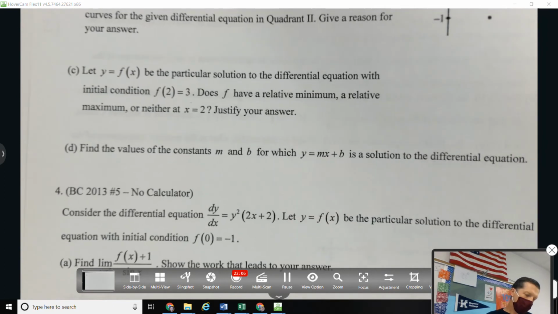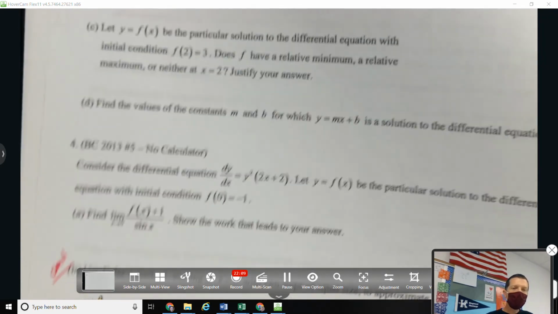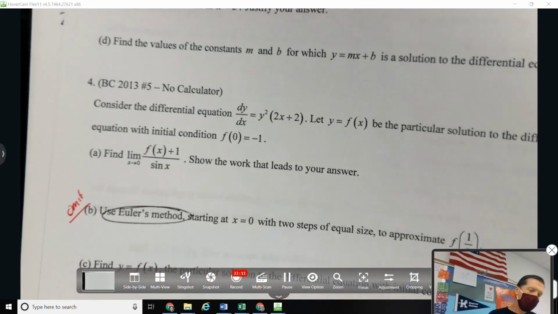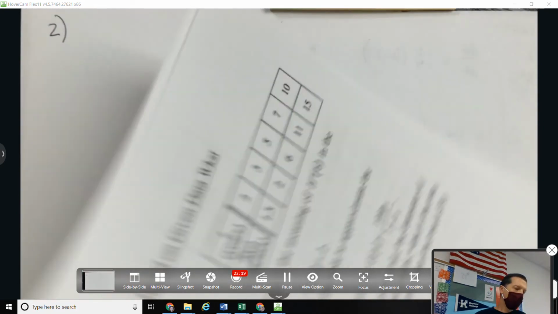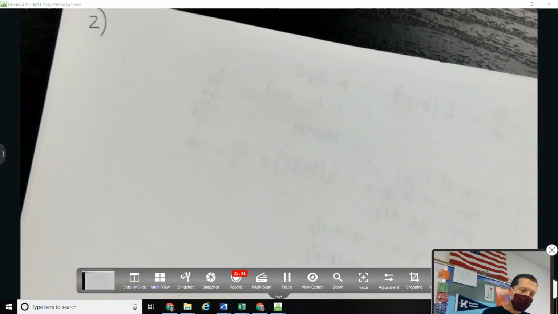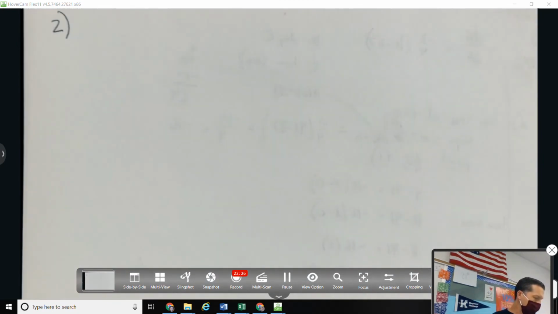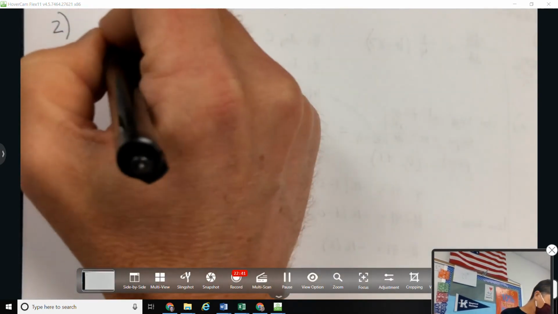You can throw out part B because we don't have to do Euler's method. That's a BC topic. But the rest of the problem we can do. And Euler's method really isn't that hard. It's just we don't have time to get to everything. We got to throw some stuff out. Wait, what did you say to throw out? 4 part B. Okay, and what else? 2 part D. So number 2 part D and number 4 part D. Because we don't know Euler's method.